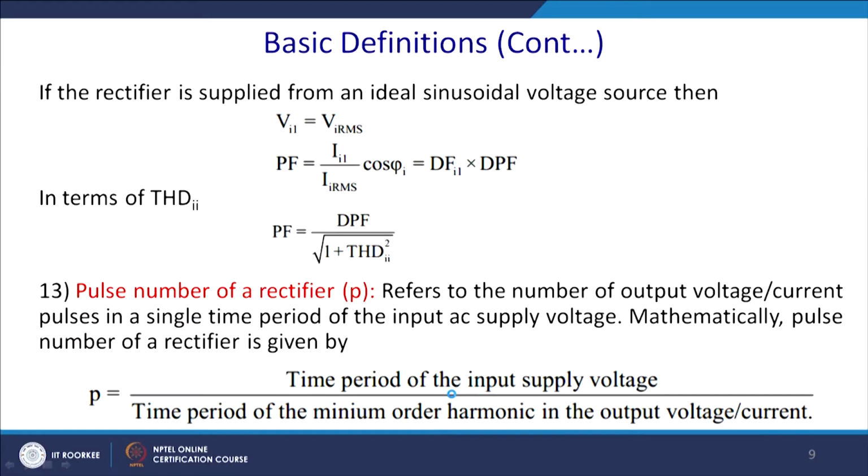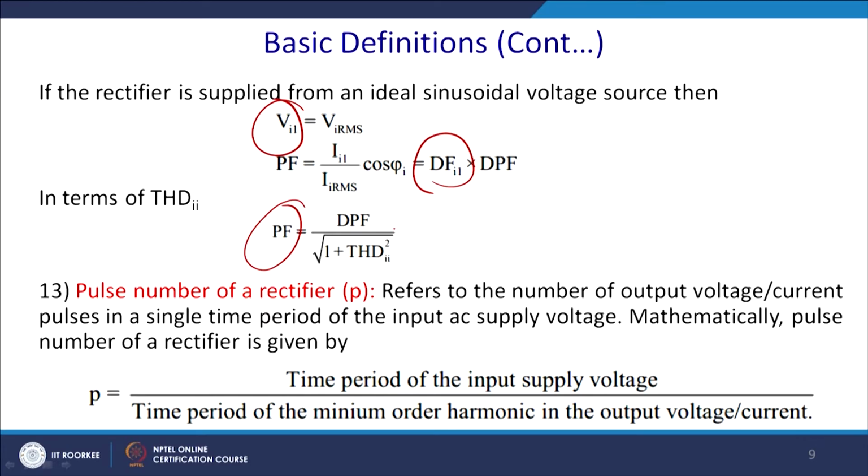If the rectifier is supplied from an ideal sinusoidal voltage source, then, as I have drawn a little while ago, Vi1 and the V fundamental become the same. Thus, the power factor will be I1 by IRMS into cos phi i, that is basically I1 by IRMS times DPF. So, we can replace them in terms of the THD. Power factor will be DPF divided by the square root of 1 plus THD squared.